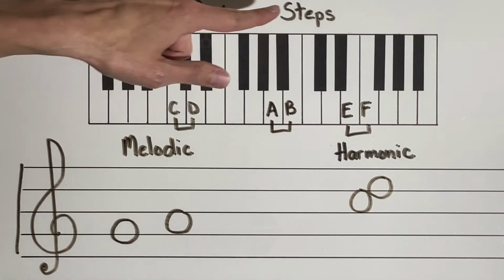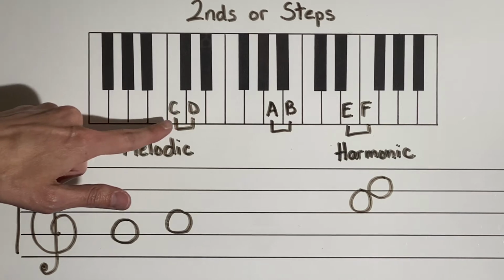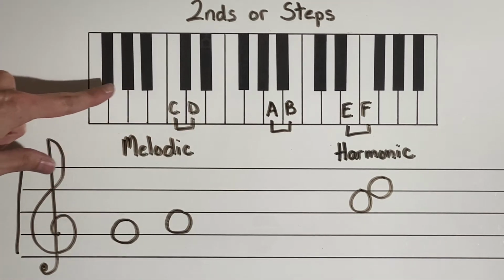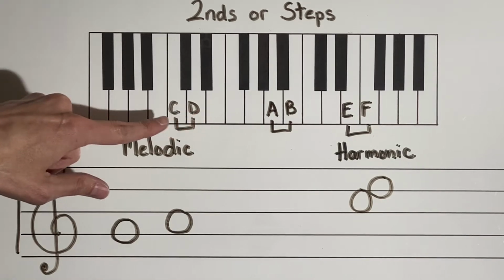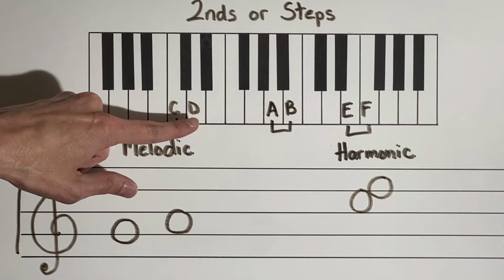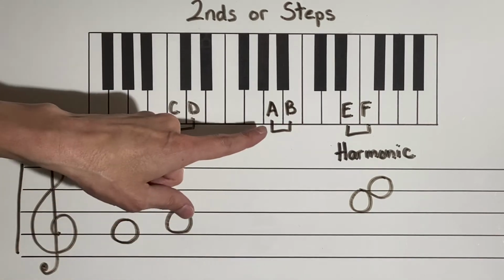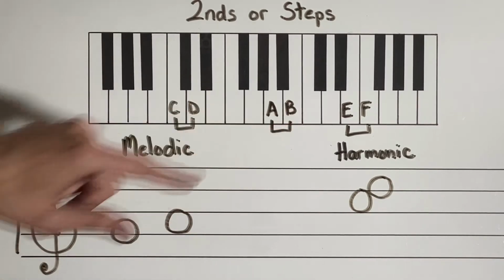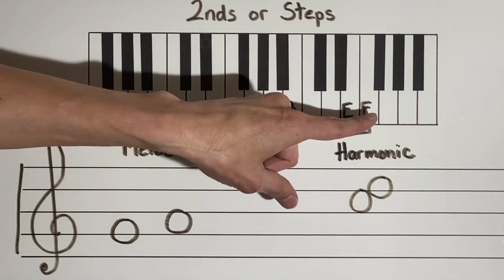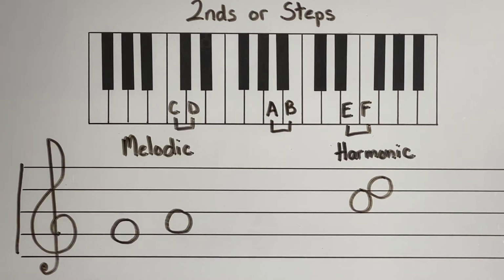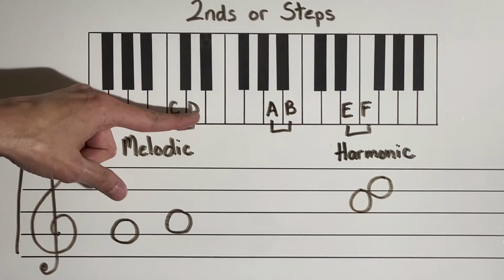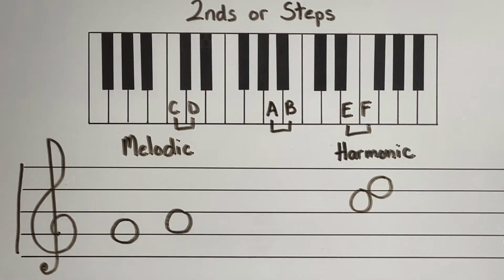A second or a step is one note away from the given note. One letter name. So here's our example on the piano. C to D, that is a second or a step. I went from C right up to the next note in our musical alphabet to D. Here's another example, A to B, that's another example of our second or our step. And the last one I have is E to F, which is another example of our second or our step. On the piano, when I'm going from one letter name to the next letter name, that is going to be our second or our step.